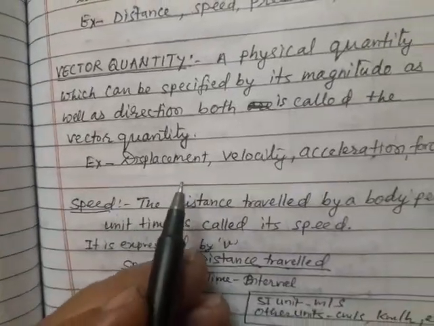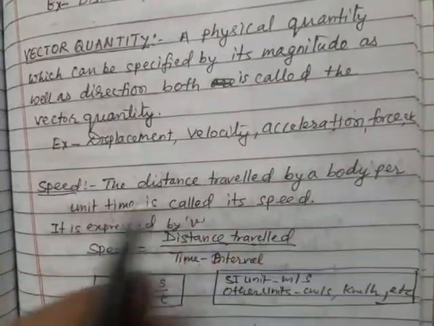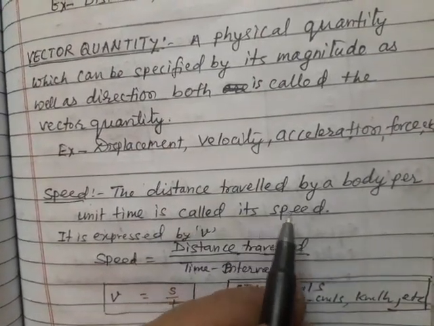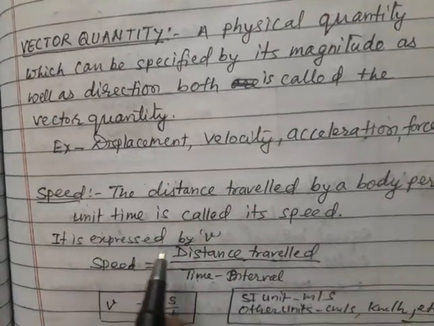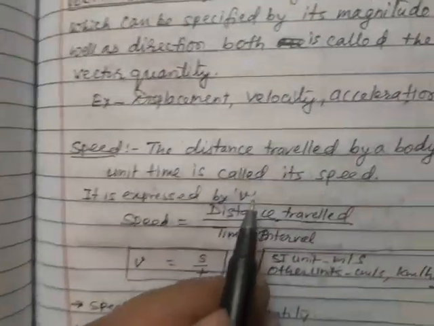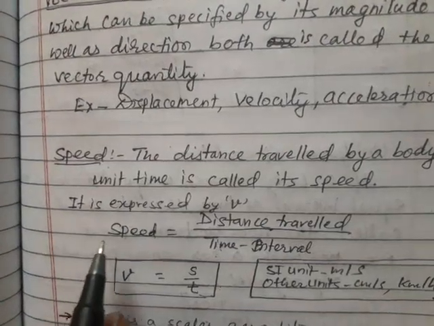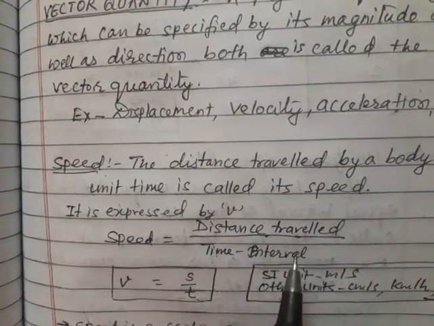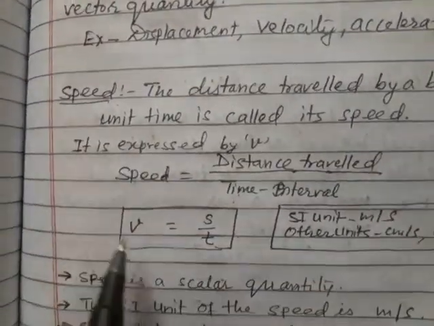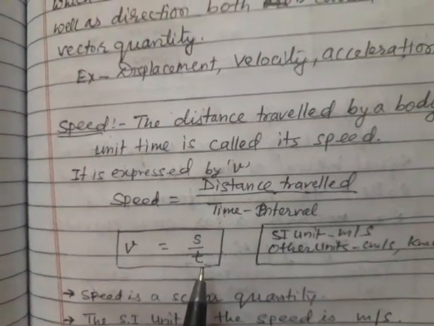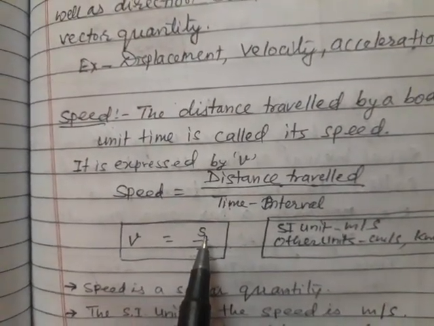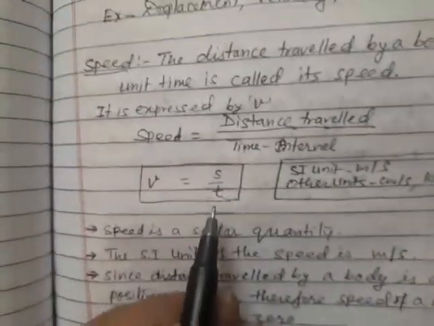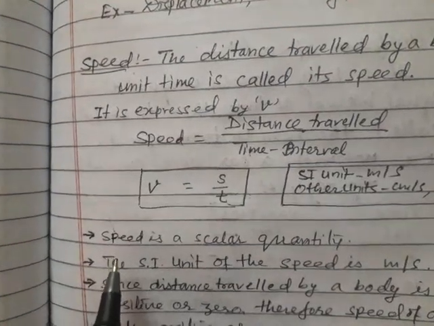The distance traveled by a body per second or per unit time is called its speed. It is expressed by the letter v, small letter v. Speed is equal to distance traveled divided by time interval. So v is equal to s by t, where s is the distance traveled and t is the time interval or time taken.